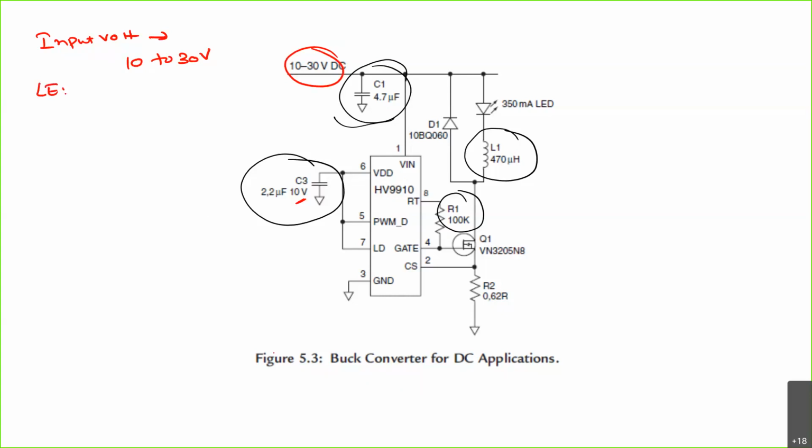And the LED string voltage, that is, the actual input voltage to the LED, or the voltage drop that appears across the LED, is 4 to 8 volts. So let us assume that this is a series string, and the LED current is 350 milliamperes. Is that clear? So we need to find out this L1 value, right?